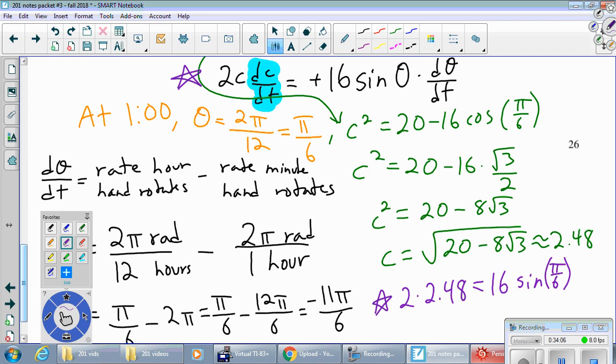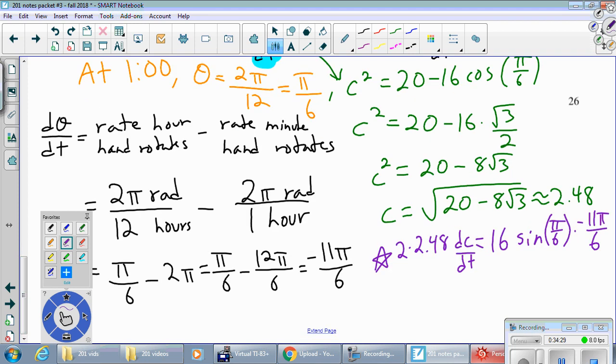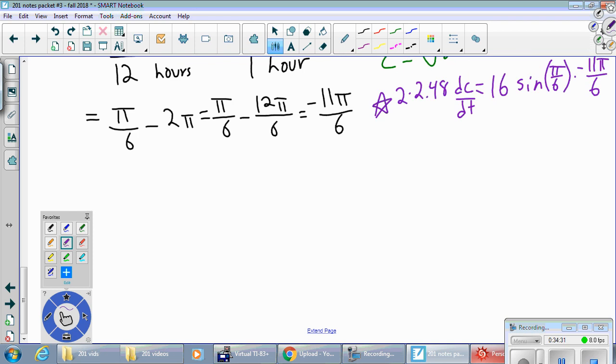Am I missing something? I am. On the left-hand side, I forgot my dc dt, which is kind of a problem because that's the whole point of this question. So 2 times c times dc dt. Okay, we got it now. Right-hand side, I just need my d theta dt, which we just calculated was a negative 11 pi over 6. And I think we're good to go. Now it's just arithmetic and a tiny bit of algebra.